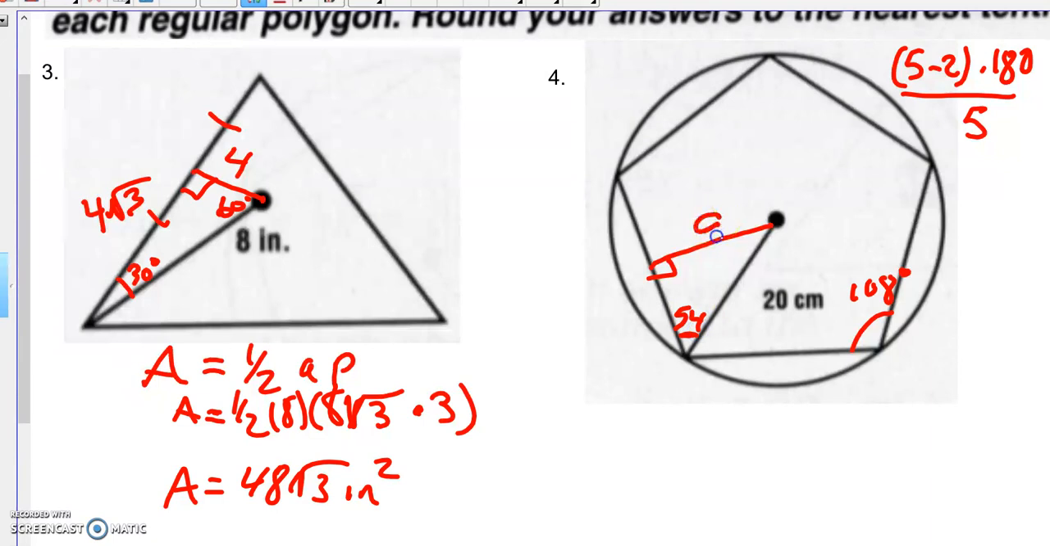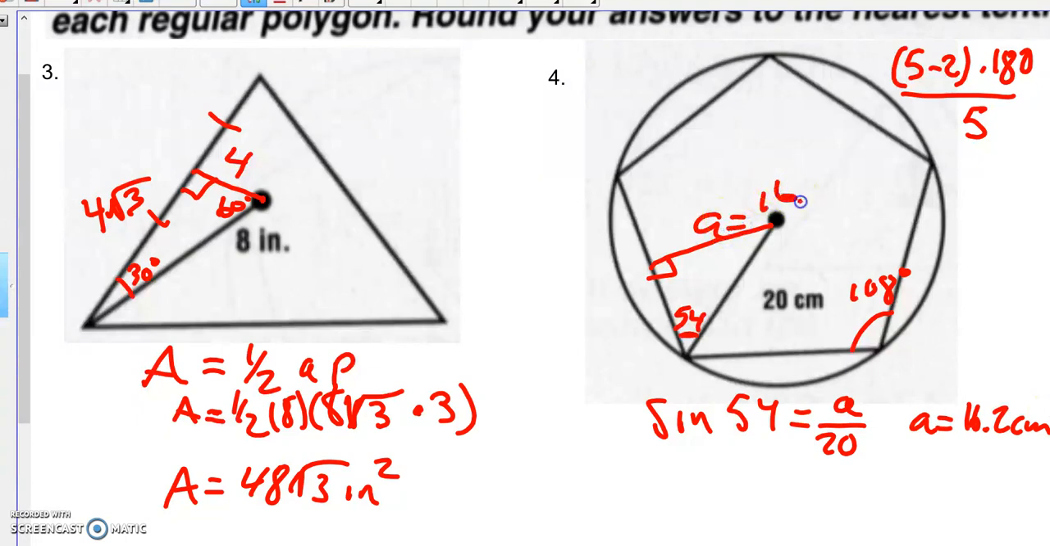And now I want to find my apothem to start. So I will use a little trig, sine of 54 equals a over 20. So my apothem ends up being 16.2 centimeters. And I still need to figure out this length so that I can figure out my perimeter. I can do trig again, or I can just do Pythagorean theorem. It's probably easier.